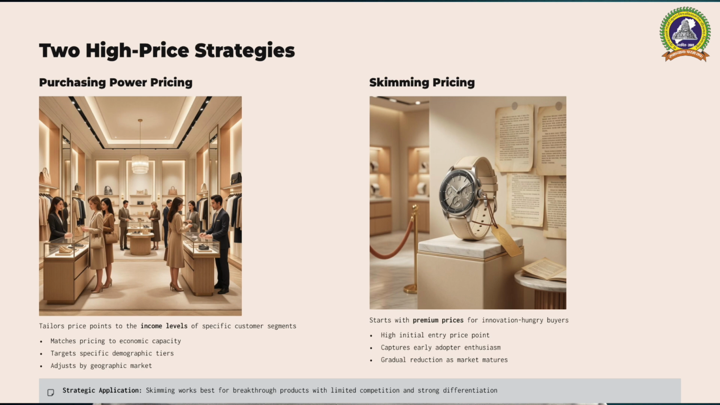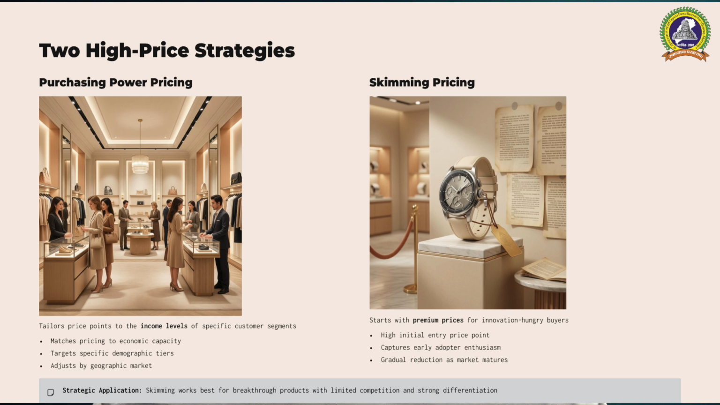Let's look at specific strategies within this framework. First, purchasing power pricing. This involves setting prices based on the target demographic's specific ability to pay. Retailers often use this, tailoring goods to the affordability level of a specific neighborhood or region.